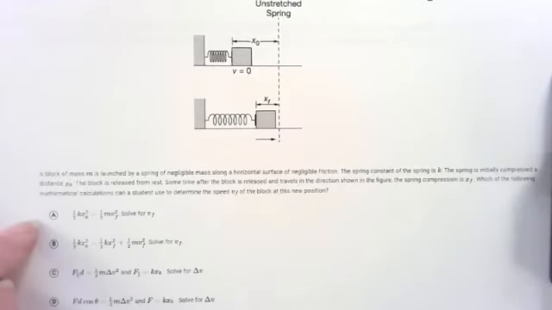So A says 1/2 kx squared equals 1/2 mv squared, solve for v sub F. B says 1/2 kx squared equals 1/2 kx squared plus 1/2 mv sub F squared. C is force perpendicular times distance equals 1/2 mv squared, and force perpendicular equals kx, solve for V. D: force times distance cosine theta equals 1/2 mv squared, and F equals kx, solve for delta V.